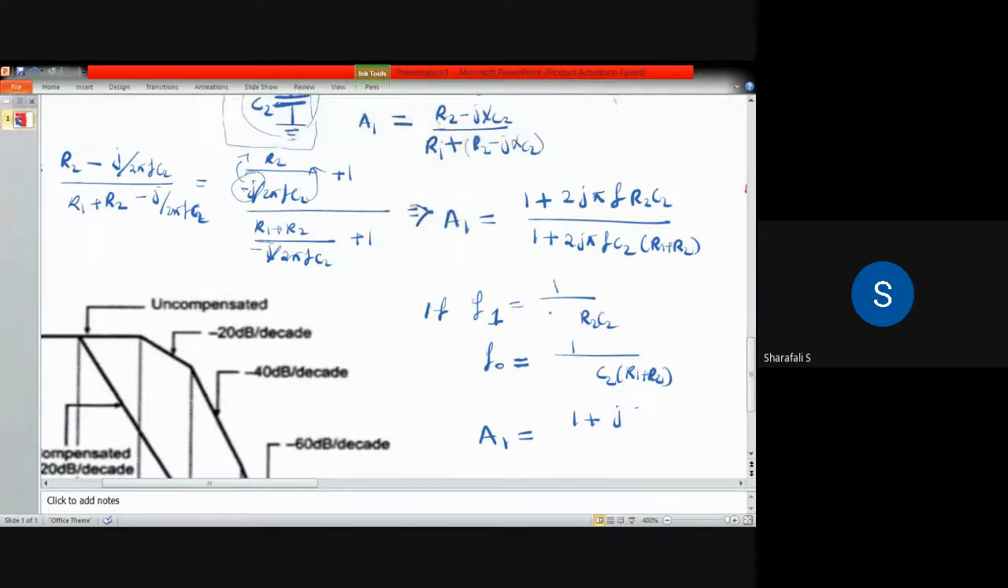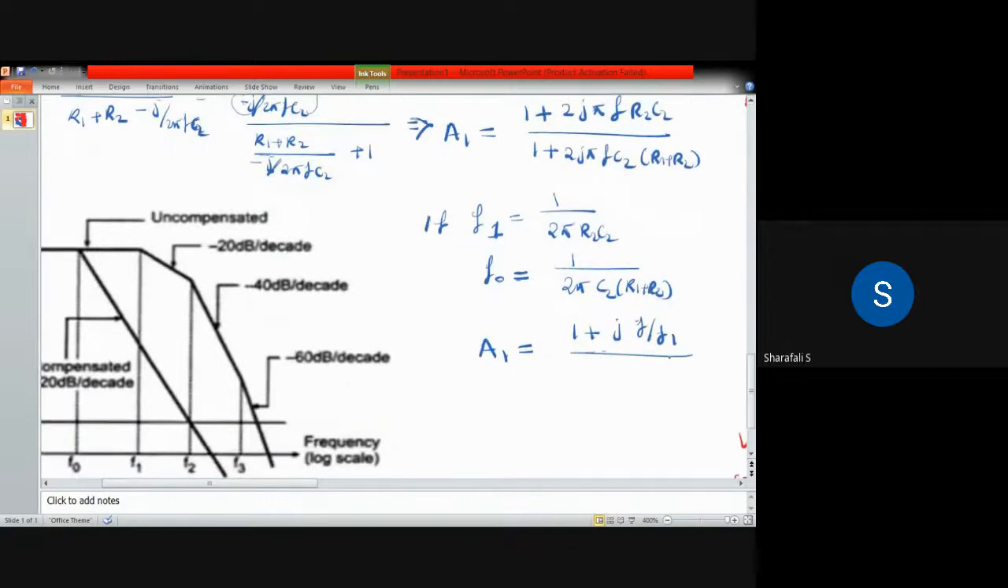So f1 is equal to 1 by 2 pi R2 C2. And here also we have 1 by 2 pi R C. And then we can write 1 plus j times f by f1, divided by, in the denominator, 1 plus j into f by f0. So this is the gain which is produced by the compensation network, with f1 equal to 1 by 2 pi R2 C2 and f0 equal to 1 by 2 pi C2 times (R1 plus R).